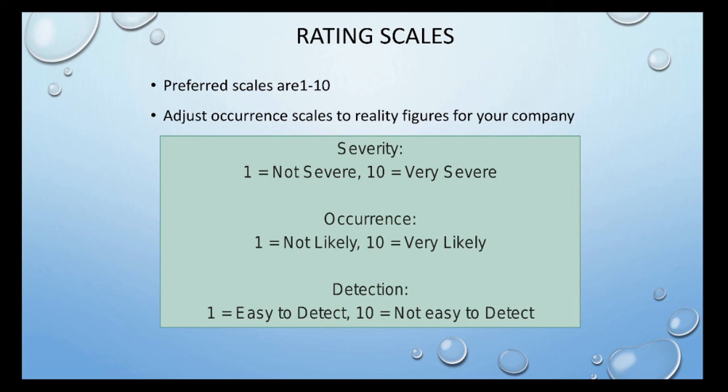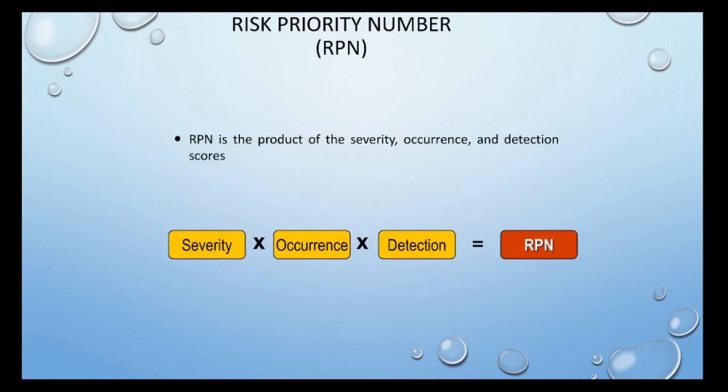And the third is the detection level. Detection level 1 is easy to detect whatever problem arises, but if it is 10, it is not at all easy to detect. So by these rating scales, you can easily understand where to concentrate in giving a solution in order to overcome the failure mode. By this, I am going to the risk priority number development.